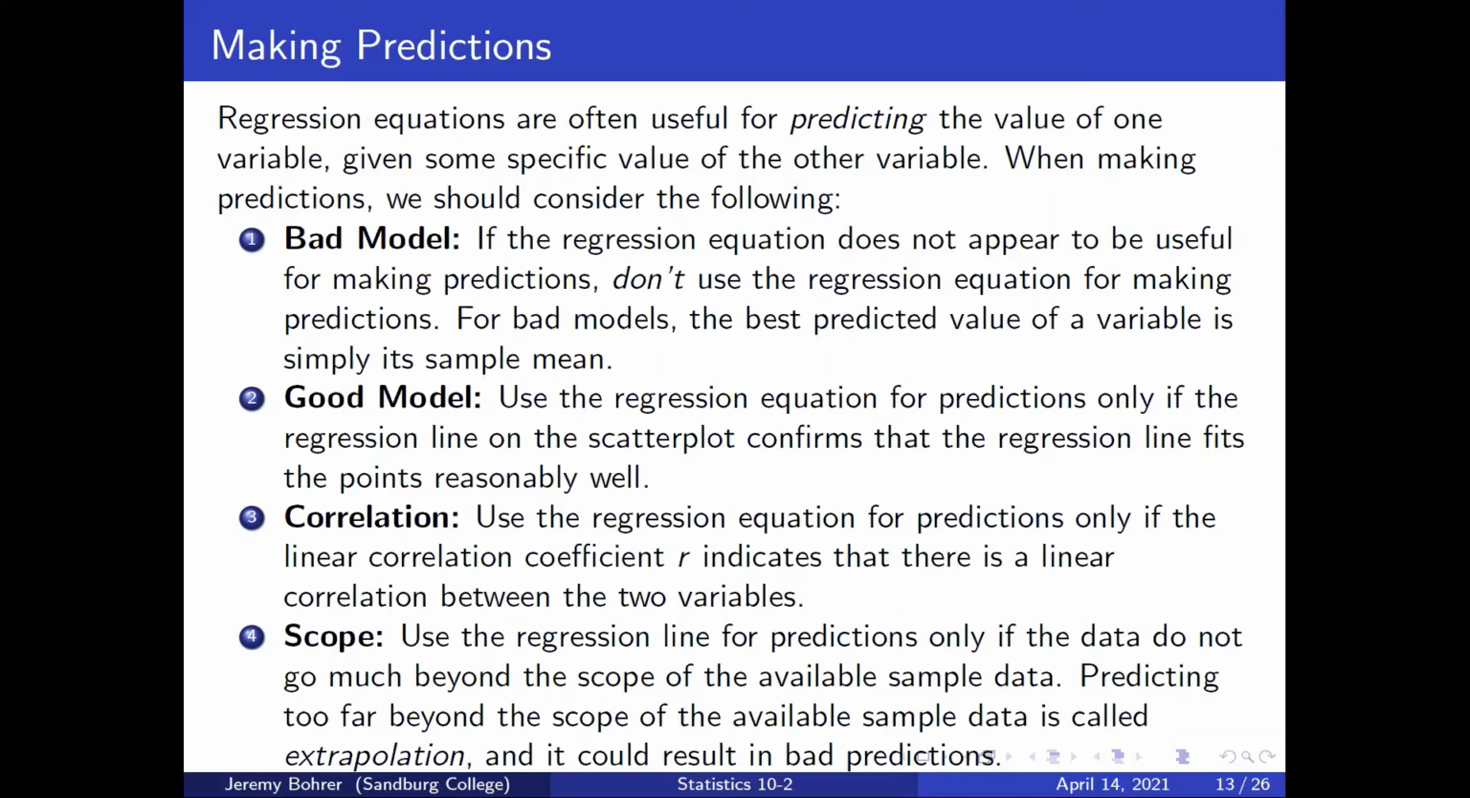Third, correlation. Use the regression equation for predictions only if the linear correlation coefficient r indicates that there is a linear correlation between the two variables. And fourth, scope. Use the regression line for predictions only if the data do not go much beyond the scope of the available sample data. Predicting too far beyond the scope of the available sample data is called extrapolation, and it could result in bad predictions.